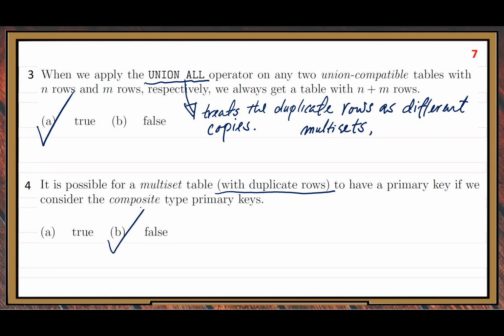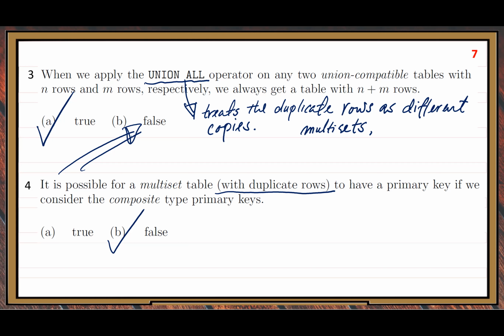With a primary key, you can identify different rows. That means the tuple values are different. But you know there are duplicate rows. Here, I hope in this question you do not confuse it with the previous one. That is, the duplicate rows are treated as different copies. Do not confuse with that.